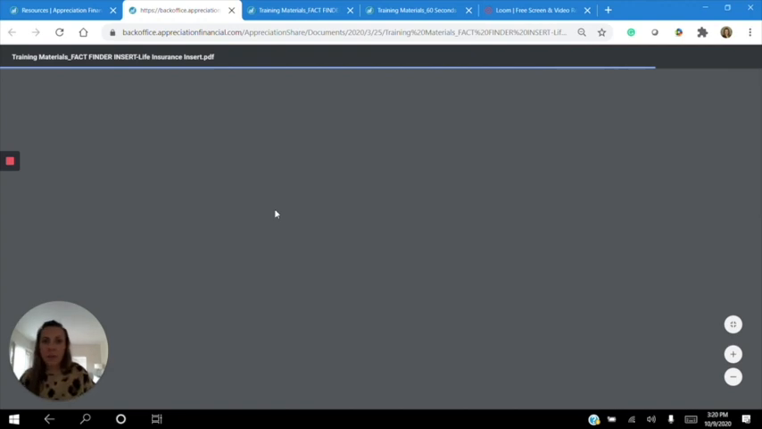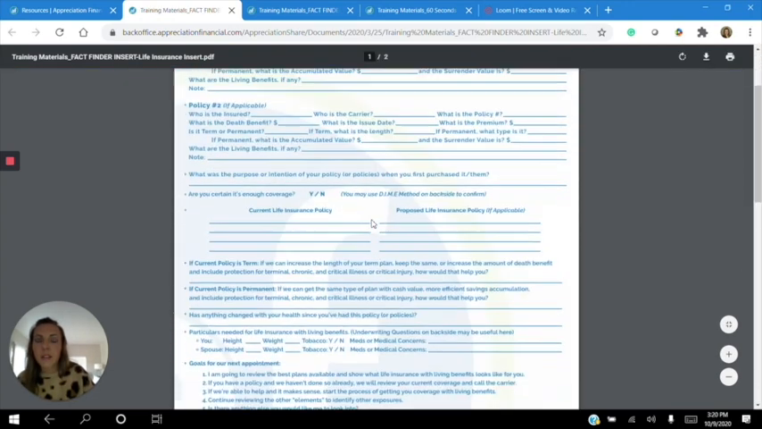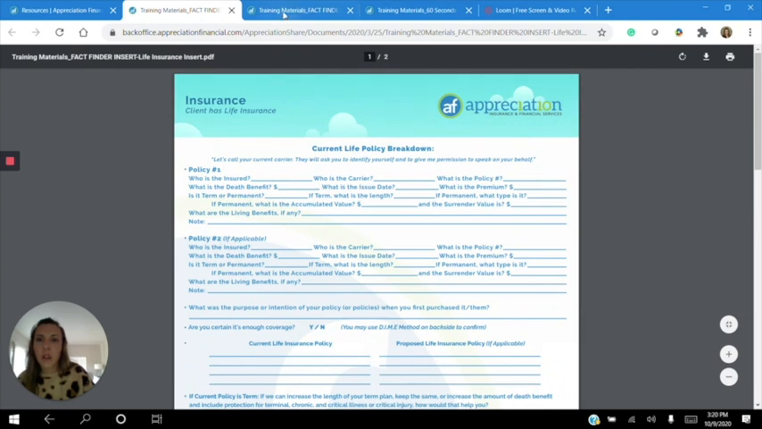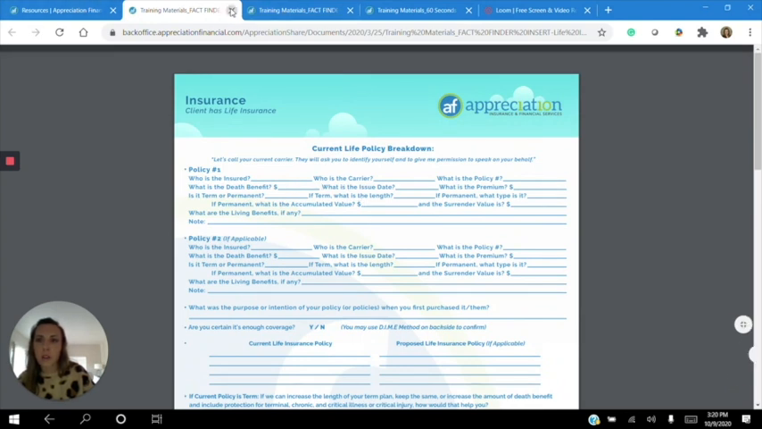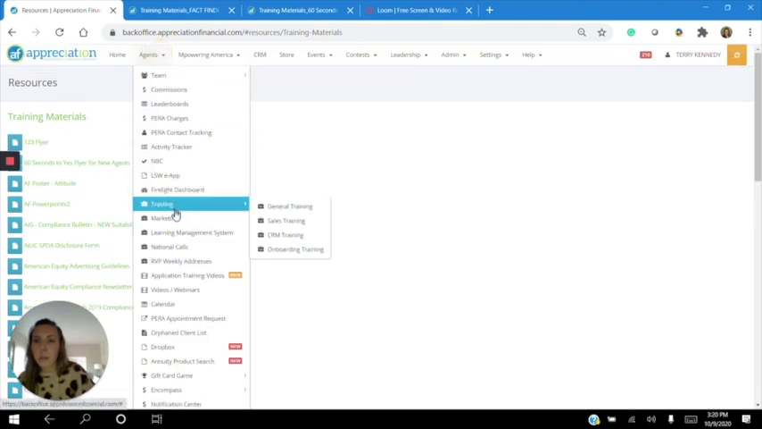Again, you'll be given all of these materials in a Google Drive, but it's nice to know that it is also located here in your back office for whenever you need it. Okay, so let's go into the marketing tab.